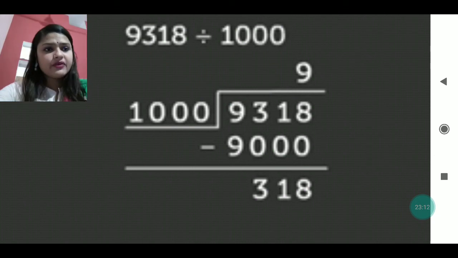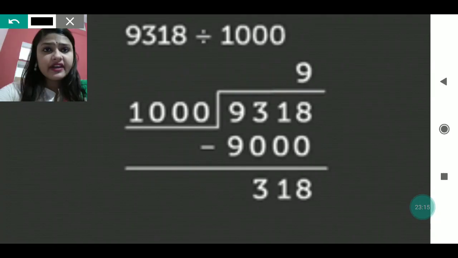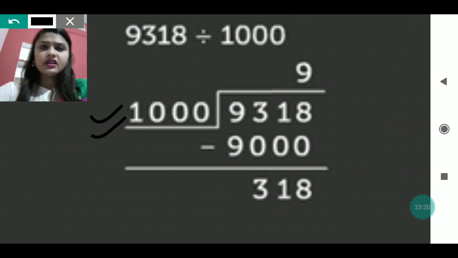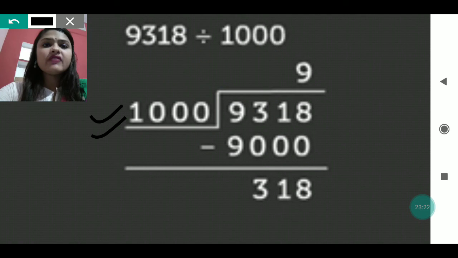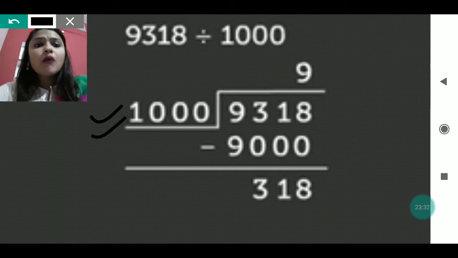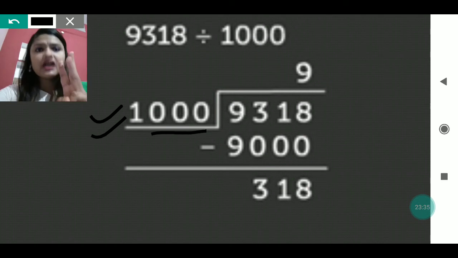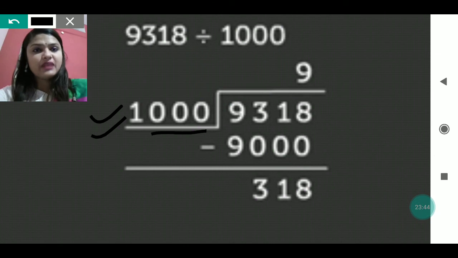The same process. We will write 9318 in the dividend column and 1000 in the divisor column. After that we will read the table of 1000 that many times, in which we will get 9318. One thing I would like to tell you: how many zeros are there in 1000? 3 zeros. So whenever we read the table of 1000, 1 time, 2 times, 3 times, only the first digit is going to change. When we read it 2 times, in place of 1 it will be 2. When we read it 3 times, it will be 3.